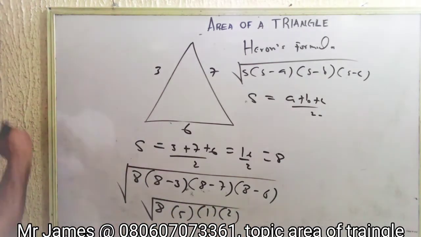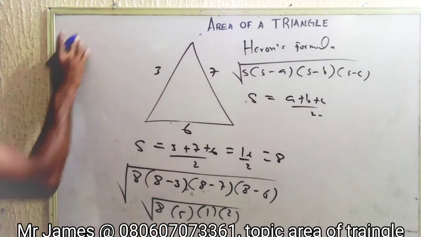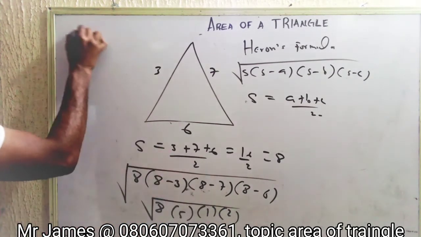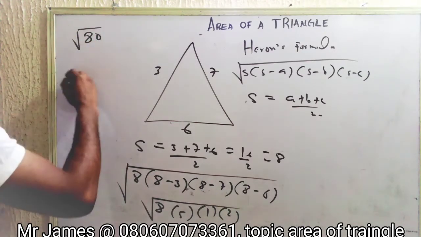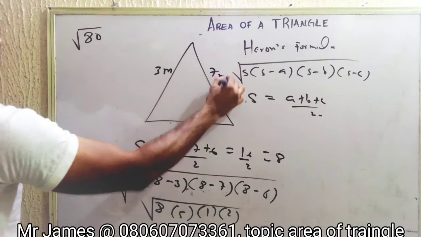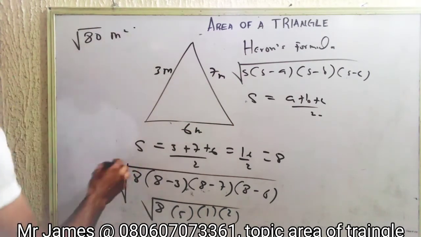Taking this up a little bit, 8 times 5 is 40. 40 times 2 is 80. So I have root 80, which we can equally leave this way. So with meters here, so I have root 80 meter squared.